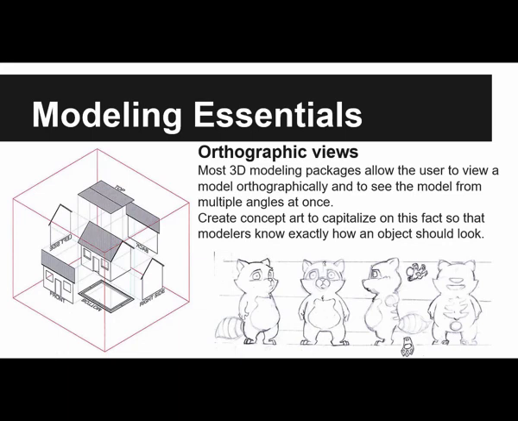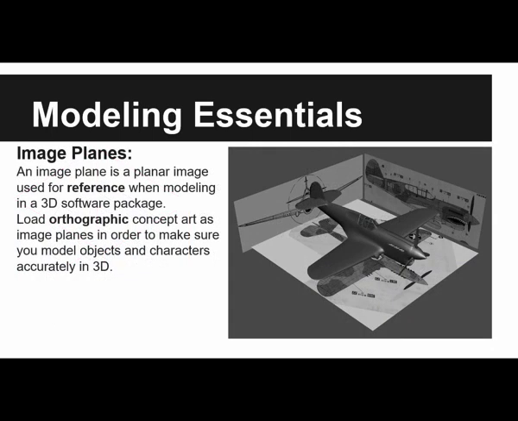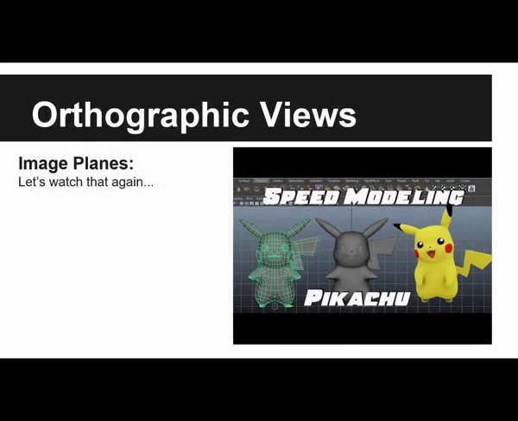Modeling essentials: orthographic views. Most 3D modeling packages allow the user to view a model orthographically, or to see the character turnaround, to see the model from multiple angles at once. You can create concept art to capitalize on this so that modelers know exactly how an object should look. You can then import it into the program and use it as reference. An image plane is a planar image used for reference when modeling in a 3D software package. You load your orthographic concept art as image planes in order to make sure your objects and characters are accurately modeled in 3D.